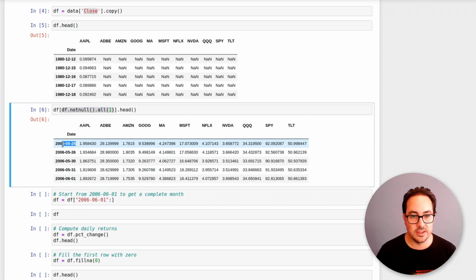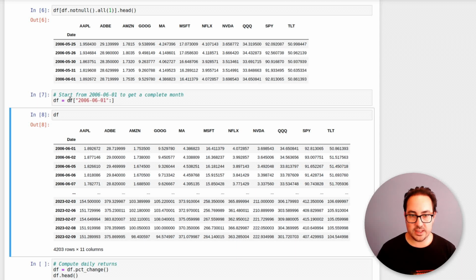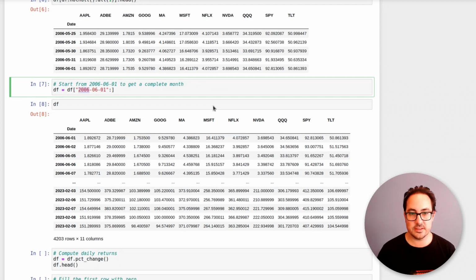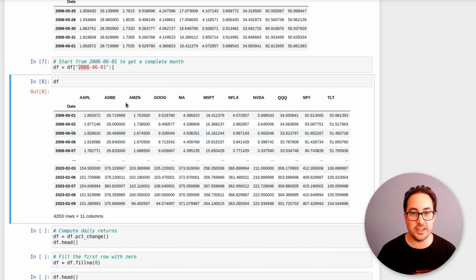So this is at the end of May 2006. What I would like to do is start working on a date that's close to this one. Basically, what I'm doing here is filtering the data, so it starts in June of 2006. And we can see that we have a complete data set, so there are no missing values, right?